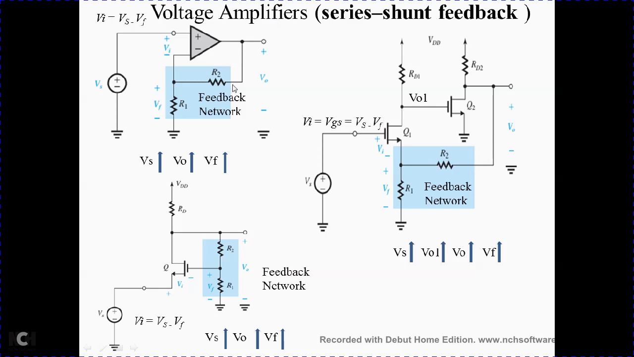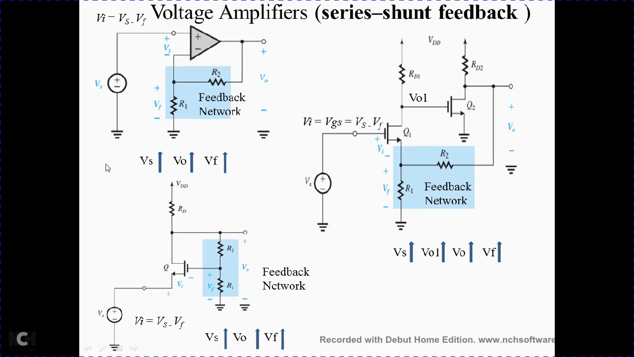Okay, and you can see this is the feedback network, and it is a voltage divider network. You have R1, R2. You can replace this by RF also, but it really doesn't matter. And this feedback network, as I said, is a voltage divider network. You have to remember this, right?